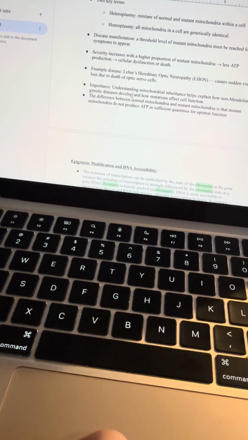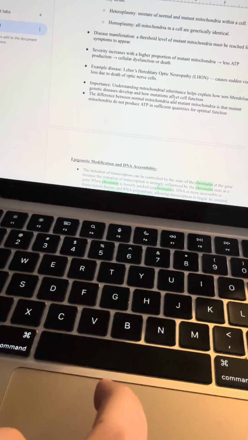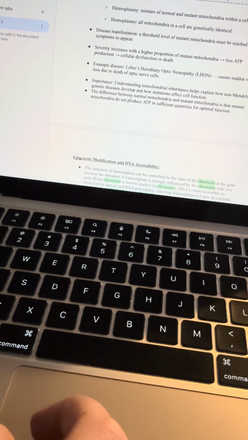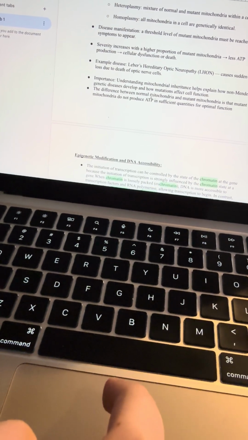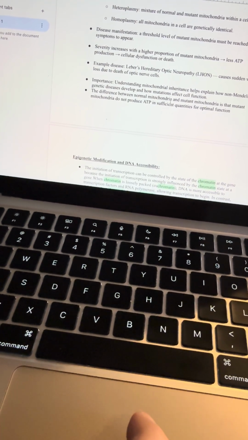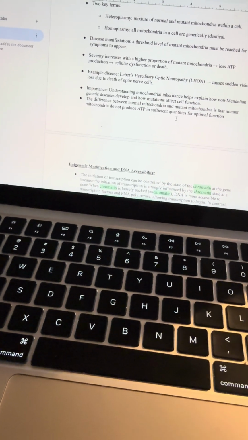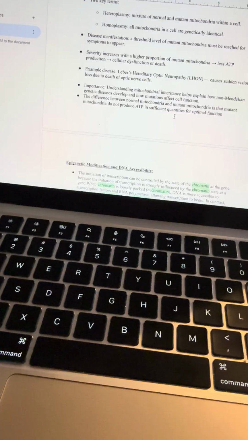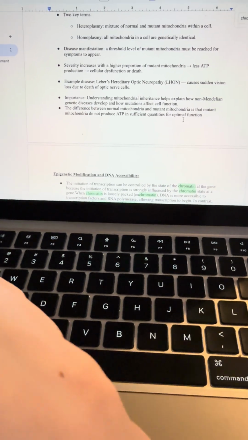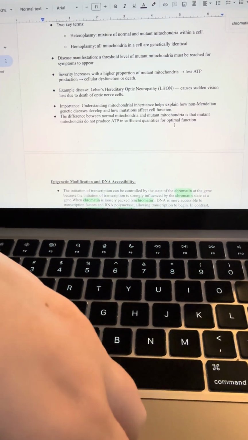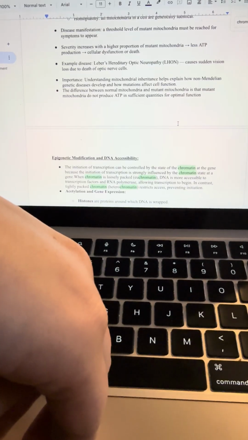Importance: understanding mitochondrial inheritance helps explain how non-Mendelian genetic diseases develop and how mutations affect cell function. The difference between normal mitochondria and mutant mitochondria is that mutant mitochondria do not produce ATP in sufficient quantities for optimal function.